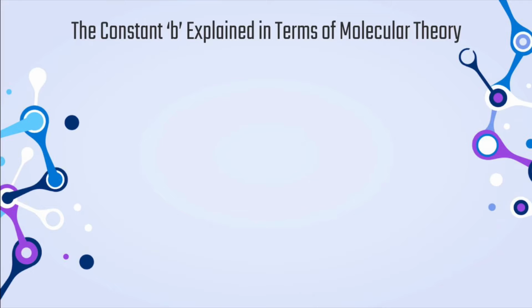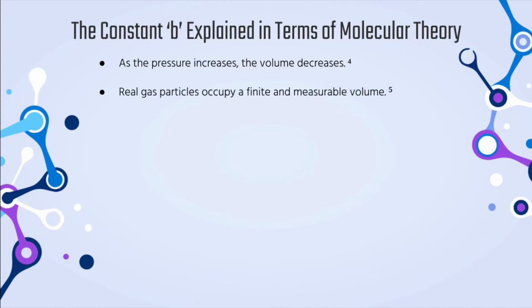The first assumption, gas particles occupy a non-significant fraction of the total volume of gas, is true at pressures close to 1 atmosphere. We understand that the relationship between pressure and volume is, when the pressure increases, the volume decreases. Real gas particles occupy a finite and measurable volume. When the pressure is high, the volume occupied by gas particles is significant, no longer negligible, compared to the volume of the container. Therefore, the volume of gas particles needs to be considered.